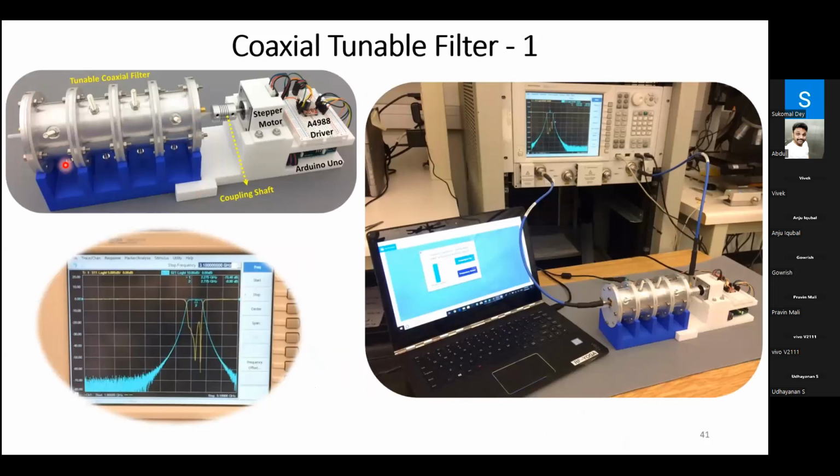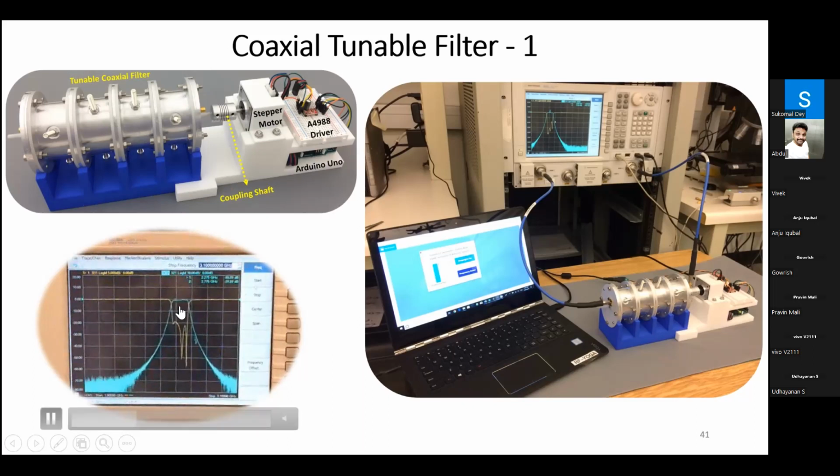So we built the filter using aluminum parts, and we also built the control system using the motor, an Arduino microcontroller, and a driver to drive the motor. We built a simple GUI, and through the GUI, we control the Arduino to shift the motor either rotated clockwise or anti-clockwise. And by doing so, we can tune the filter response. The Arduino controls the stepper motor, and the stepper motor rotates the axis of the shaft or the tuning rod, which tunes the filter response.